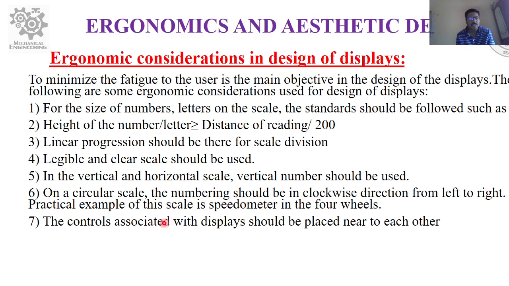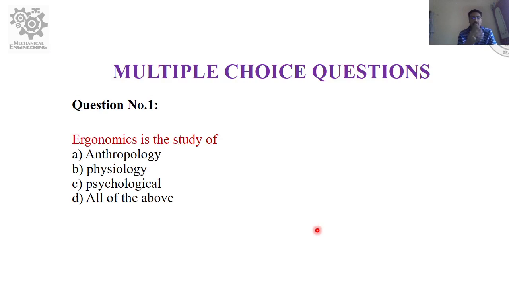The controls associated with the display should be placed near to each other. This will be displayed clearly and will be near the display system to the customers, users, or any manuals. This type of consideration should be adopted for the design of the display systems. So we go for the next one, multiple choice questions.